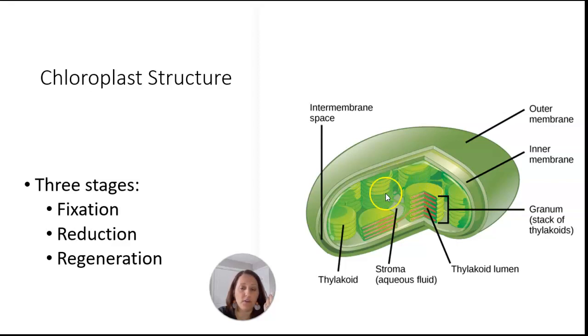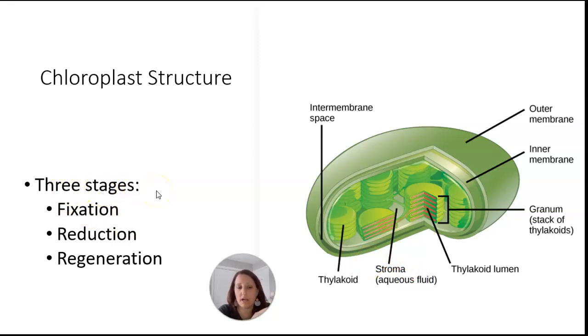And then out here in the fluid, kind of surrounding these thylakoids, is called the stroma. And so the NADPH and the ATP made during the first step are in here, right? So they're going to be in the stroma, and those are going to be used in the light-independent reactions, or the Calvin cycle. In the Calvin cycle, there are 3 stages.